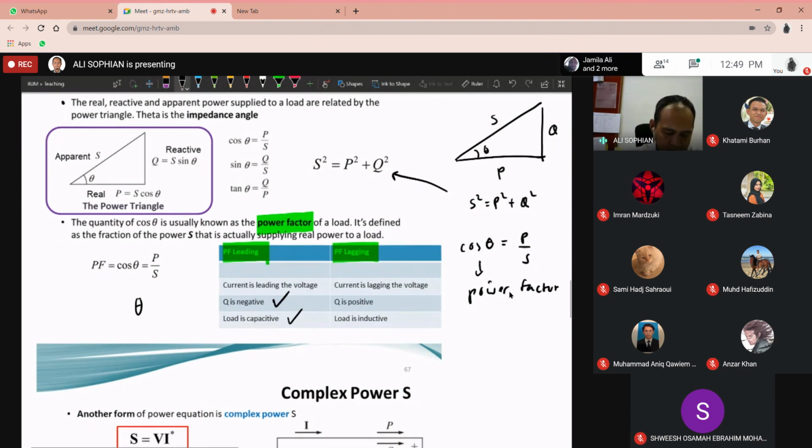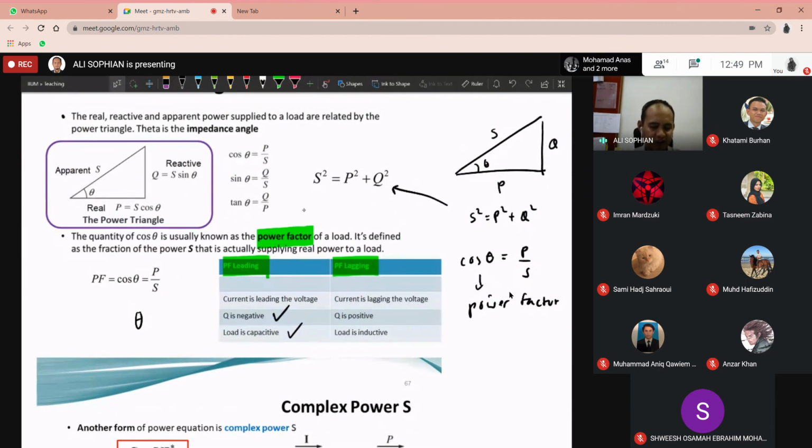And if theta is referring to the angle of the current, it will be negative. Oh, sorry, the angle of the current will be positive. The angle of the impedance will be negative. This is for the power factor leading. We'll touch again on this later on, but we somehow need to remember this.